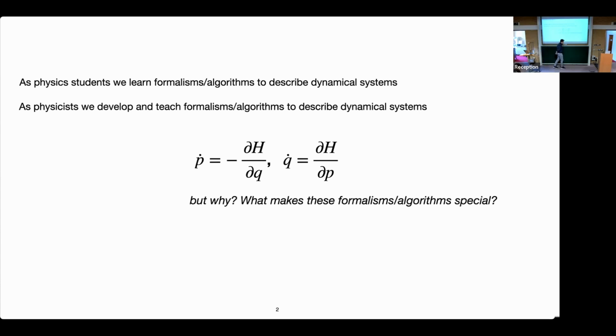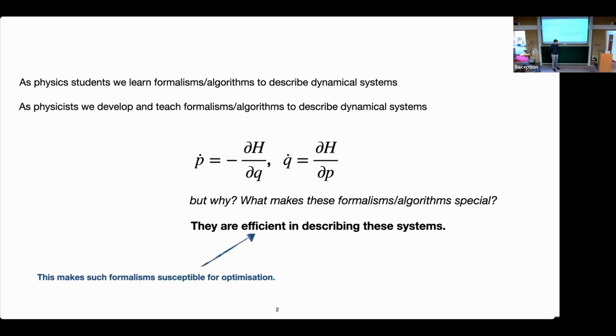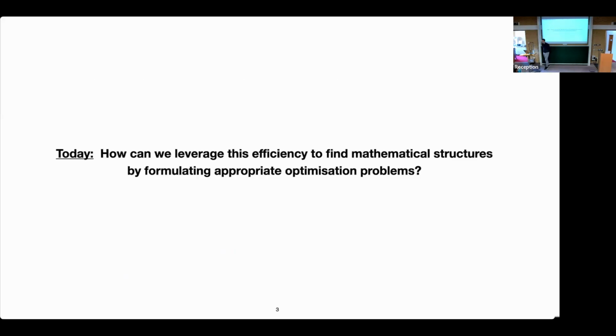But we usually are taught not to ask why questions. We are usually told this is not a good idea. But we can formulate it not as a why question and ask: what makes these formalisms special? What is significant about those? It turns out there is a simple answer, namely that they are very efficient in describing these systems. This is a key aspect of this whole story, because it makes such formalisms susceptible to optimization. And so this is going to be the topic of this talk.